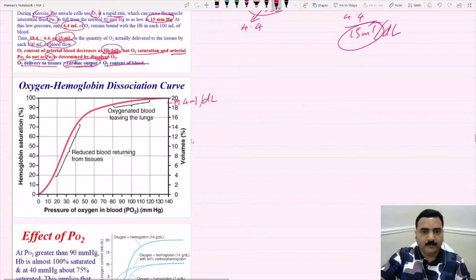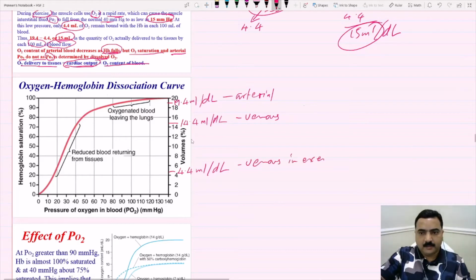Another point that we have seen here is 14.4 ml per deciliter, and another point is 4.4 ml per deciliter. This is your arterial content, the venous content in the normal state, and this is the venous content in exercise. Now let's look at the arterial blood.